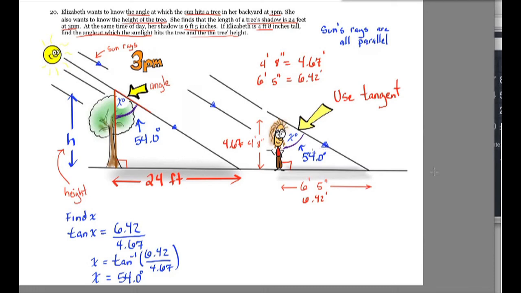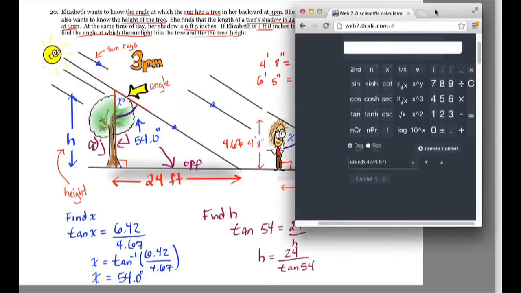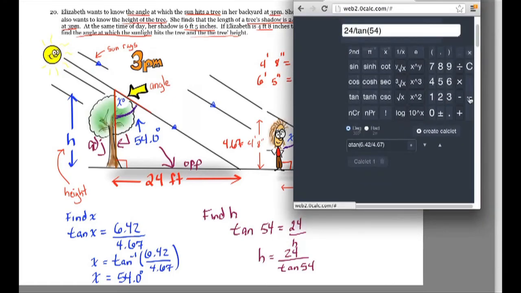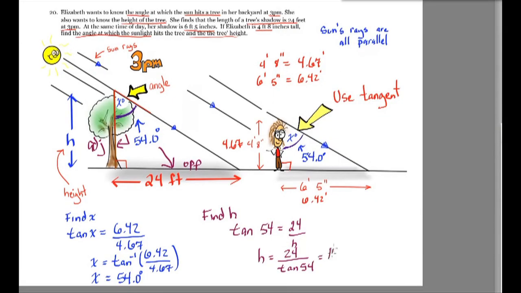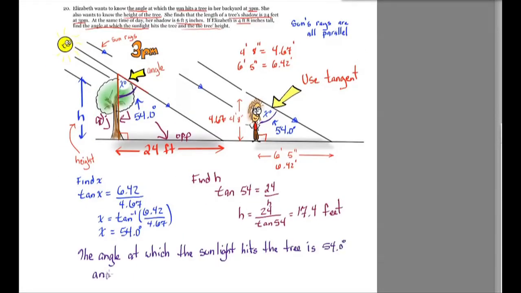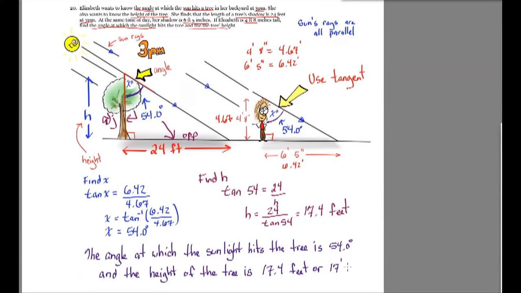So if we know the opposite side of the tree, we can find the adjacent with the angle by using tangent again. And you can see the conversions that I've made from inches to feet and the other calculations here. This is a pretty simple problem based on the premise that the sun's rays are all parallel. And then we get our final answer. Done.